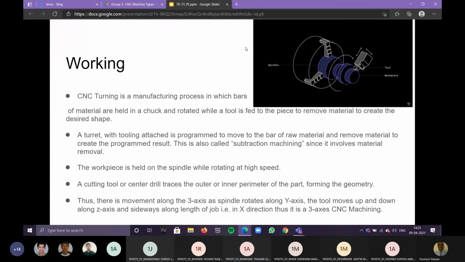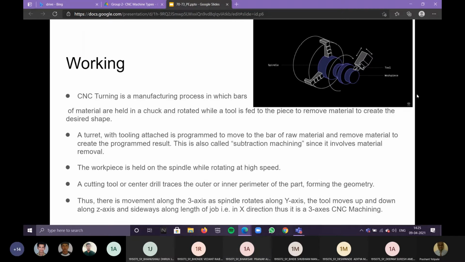Now let us move to the working. The diagram up there simply shows a basic layout of the CNC. The workpiece is held in the chuck, which is fixed in the spindle. Then the spindle rotates, and the tool is fed to the workpiece. The tool is used to cut the material of the workpiece, as in subtractive manufacturing.